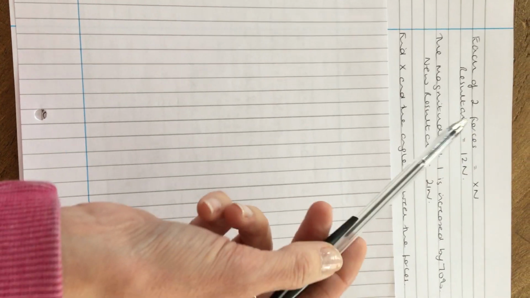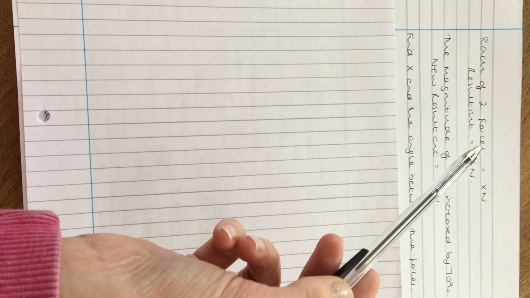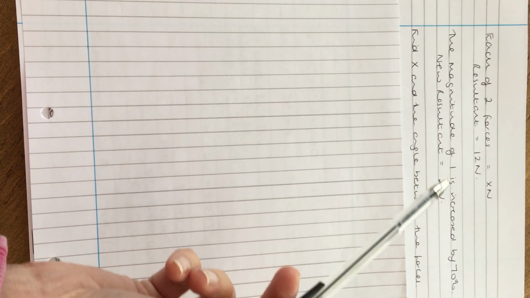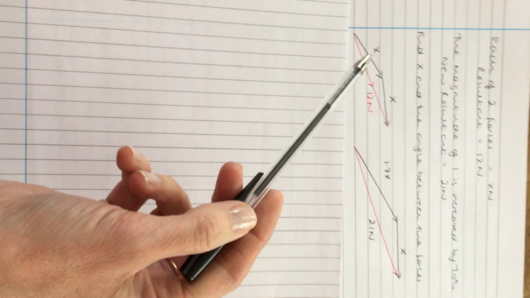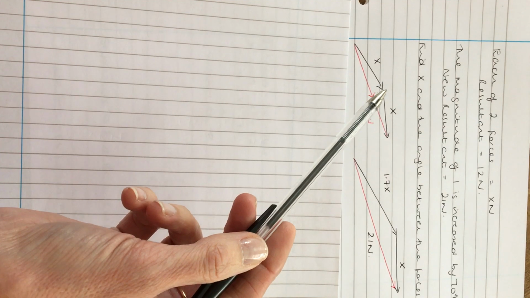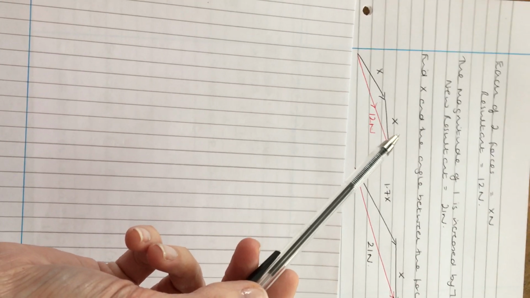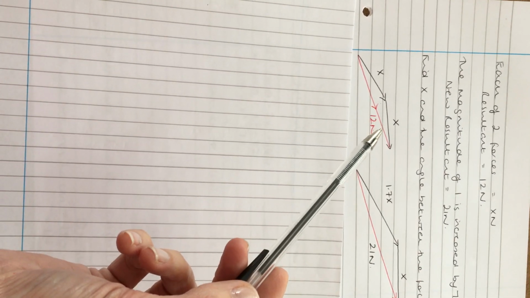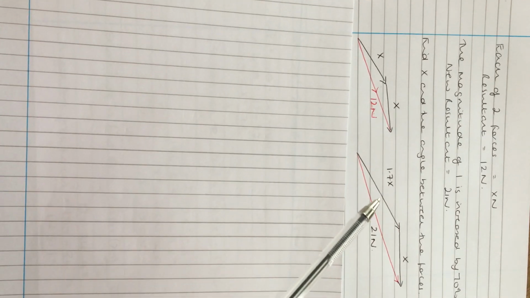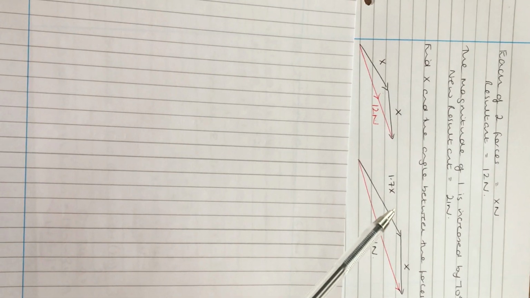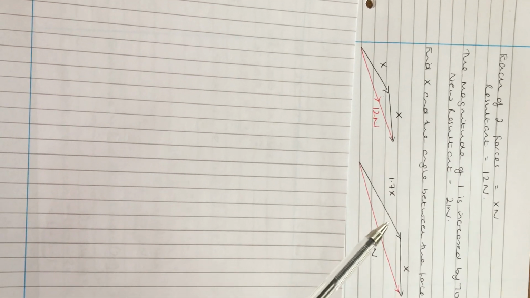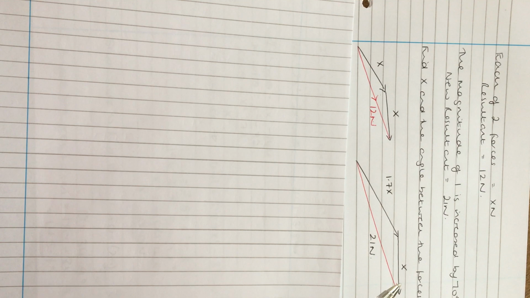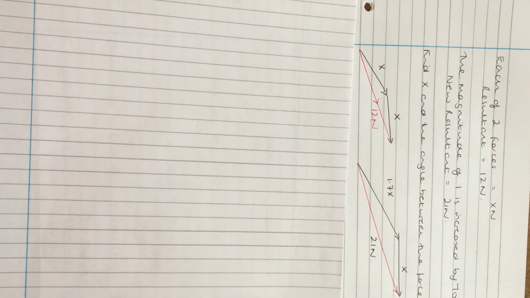Okay, so let's think. In both of these scenarios, I have two forces and a resultant. That means I can put together my triangle of forces. Okay, the first one will look like this. Two forces of equal magnitude, different directions note, but equal magnitude to give me a resultant of 12 newtons. In this diagram here, one of the forces has been increased by 70%. So what I have here is 1.7x and then the original x as well, giving the resultant of 21 newtons.